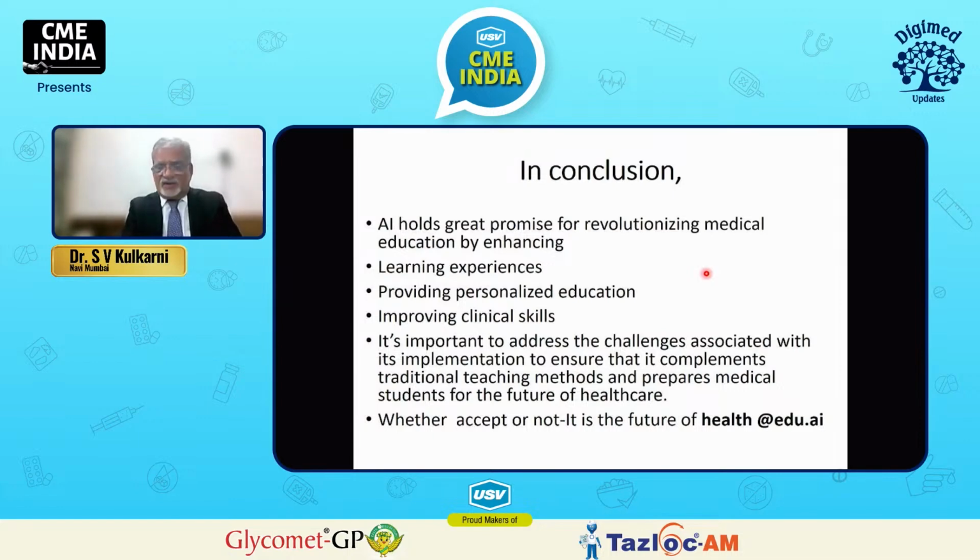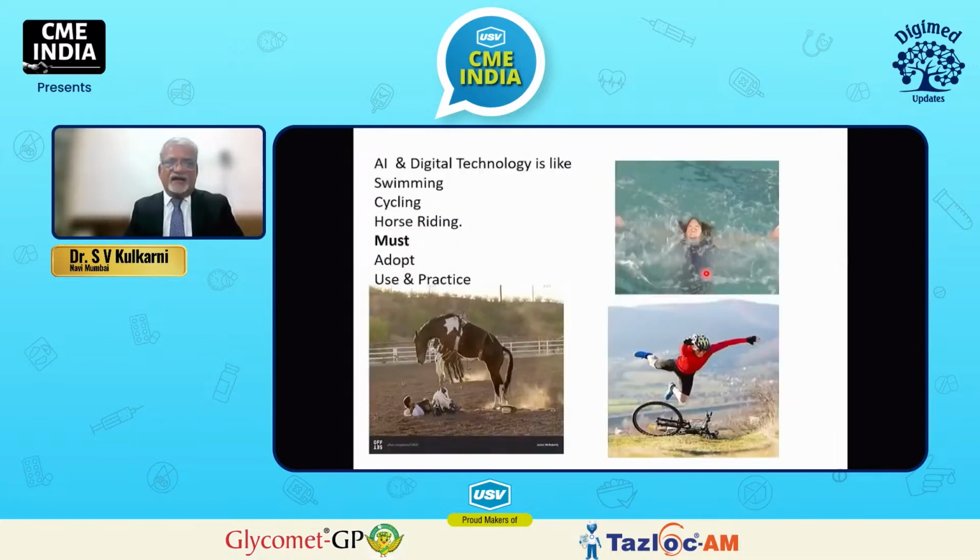I always give a very simple example. AI and digital technology is like either swimming, cycling, horse riding. Everybody of us, as a child, we have gone through this. You have to go into the water, your head and your hair should be wet. You should fall off balance from the cycle. You must have your decorated kneecaps. And if you want to ride a horse, the horse should throw you out once. But once you adopt it, once you use it, and once you start practicing it, there is a fantastic pleasure out of it.